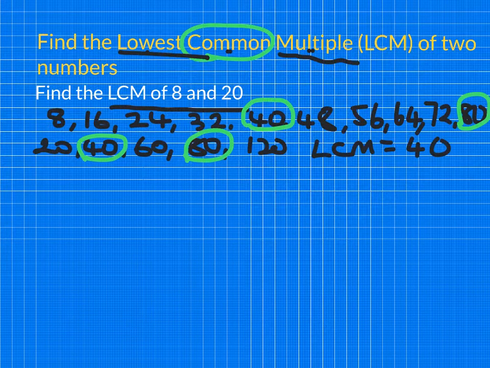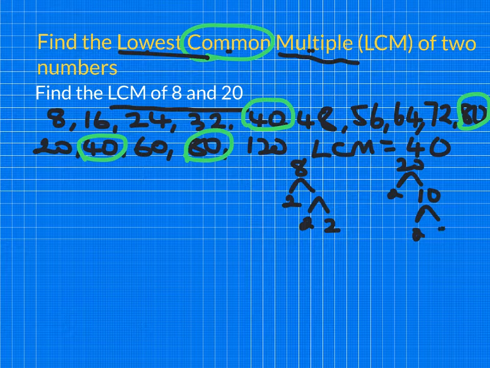Now there is another way of doing this, and this involves the method that we use to find the highest common factor. First of all, we find the prime factorisation of 8, which is 2 times 2 times 2, and the prime factorisation of 20, which is 2 times 10, and 10 is 2 times 5. So 8 is 2 times 2 times 2, and 20 is 2 times 2 times 5.